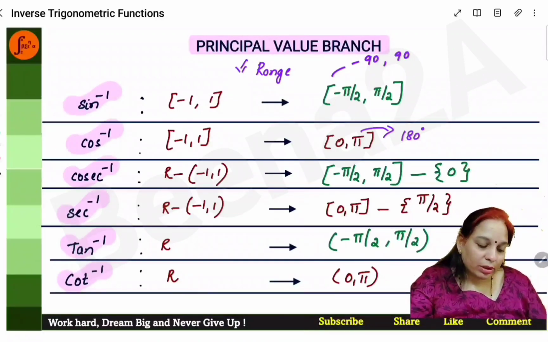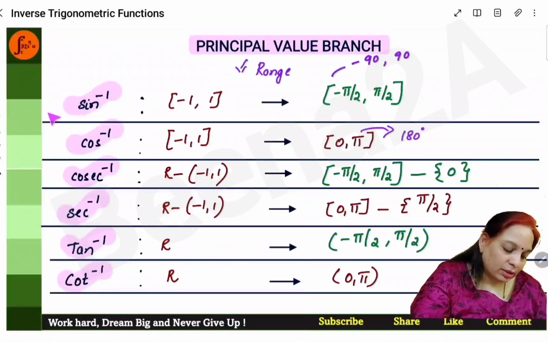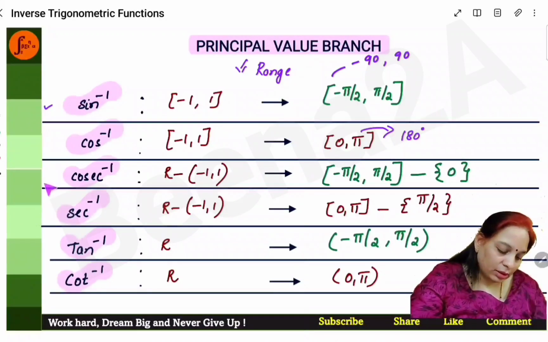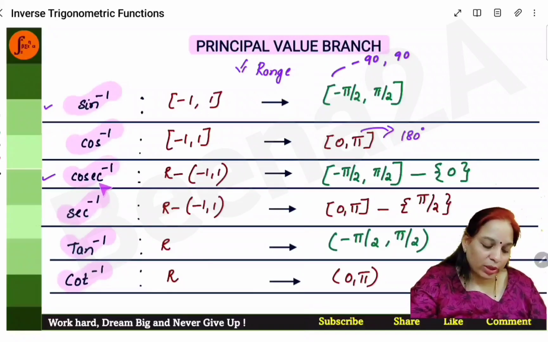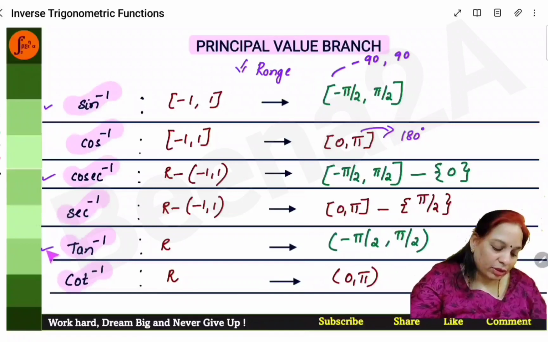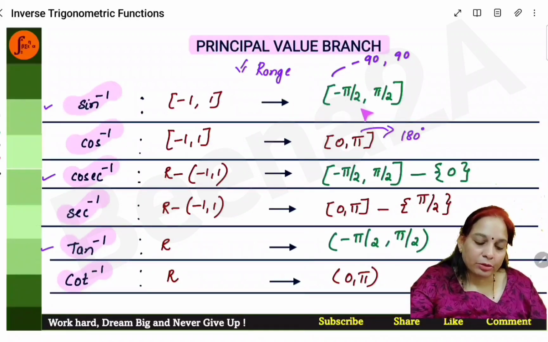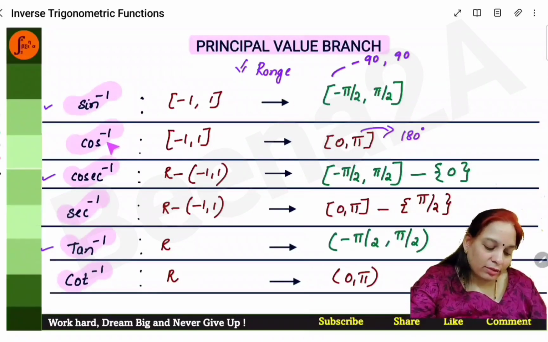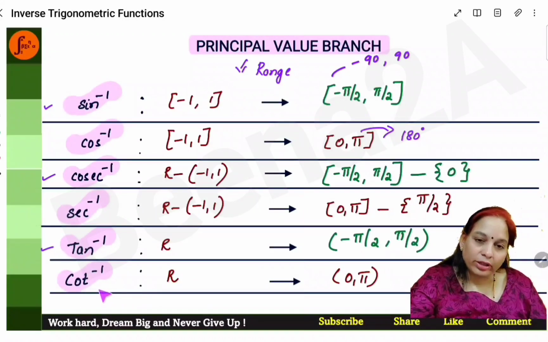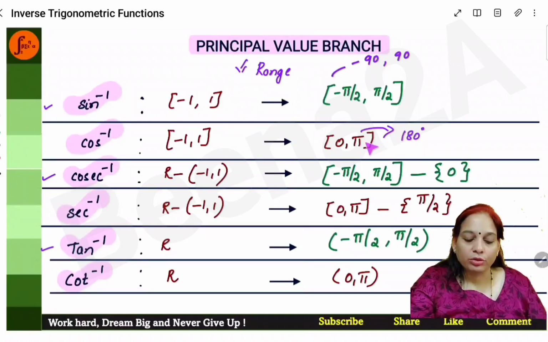Now the way to remember this: sine, cosec is 1 by sine, and tan is sine by cos. So these three functions will have the same range or same principal value branch, which is minus pi by 2 to pi by 2. And cos inverse, secant inverse and cot inverse. What is secant inverse? Secant inverse is 1 by cos. So cos inverse, secant inverse and cot inverse will have the same range, which is 0 to pi.